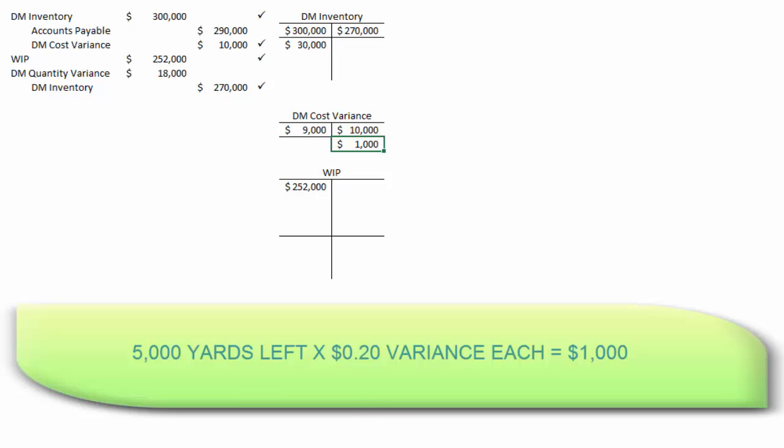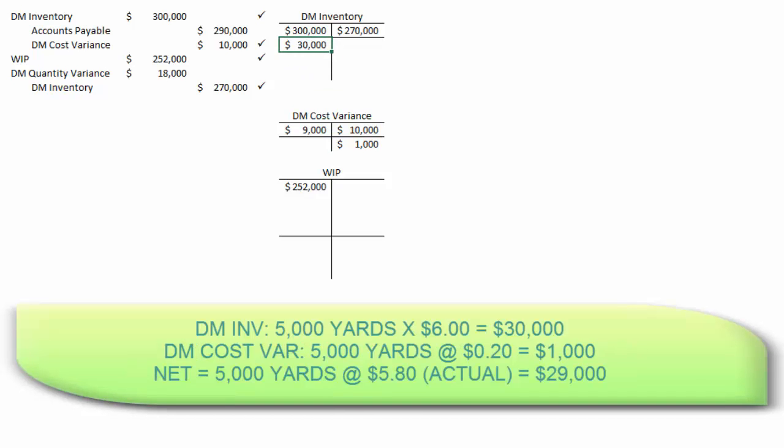So we have 5,000 yards at the standard cost of $6, but because we only bought it for $5.80 a yard, we also have that cost variance sitting in here as a thousand, reducing it. So the net value of our inventory right now is 5,000 yards times that $5.80 a yard, which is $29,000.